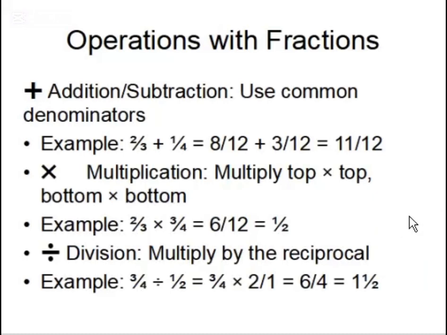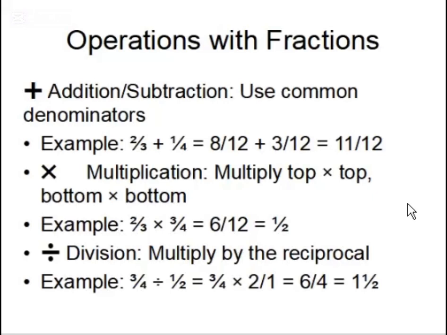Then 12 again you divide by 4, you get 3. 3 times 1, you get 3. So the other fraction will be 3/12. Because now we have a common denominator, we can add the numerators. We add 8 plus 3, which is 11. So our answer will be 11/12.